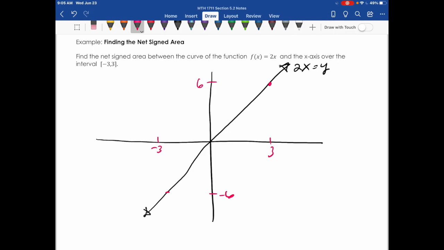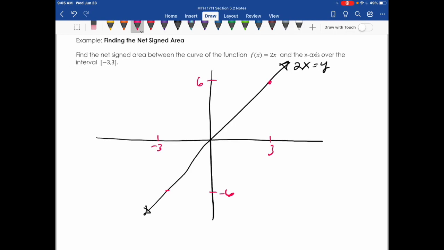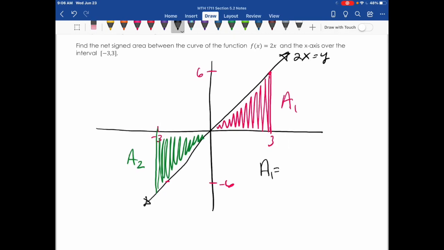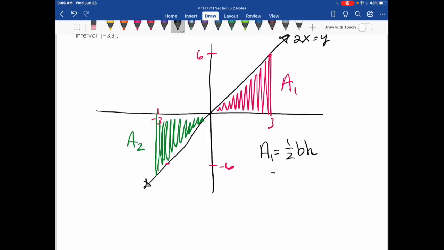Now, if we want to find the area between the curve and the x-axis on this interval, we're looking at this area here. We'll call that A1. And then we have this area here from -3 to 0. We'll call that A2. Now these are just triangles, so to find area 1, we're going to take 1/2 the base times the height. The base is 3, and the height is 6. So when we work that out, we're going to get that the area is 9.